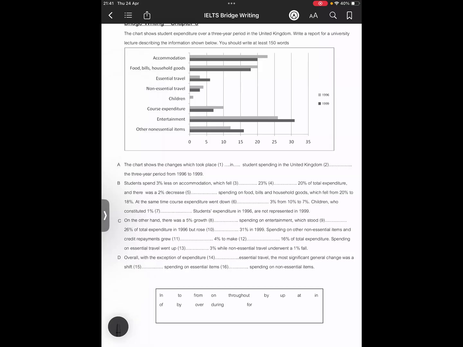Now, I'm going to give you maybe 3 minutes to try to fill in the gaps with all these words. Okay, so first, maybe you read this report just to get a sense of what it's trying to tell you, and then try to fill the gap. I will give you 3 minutes, and then I'll come back with some answers.